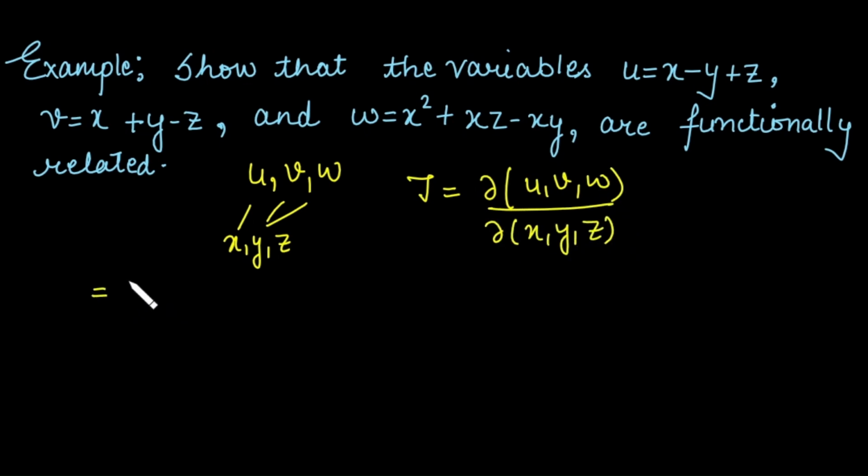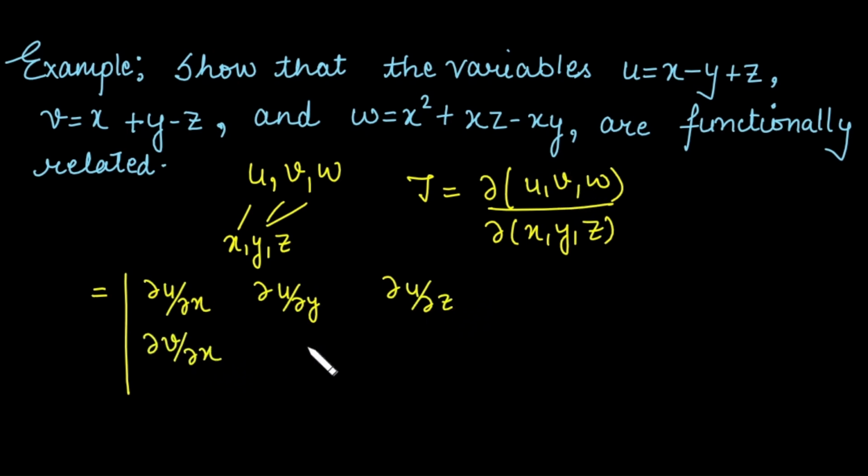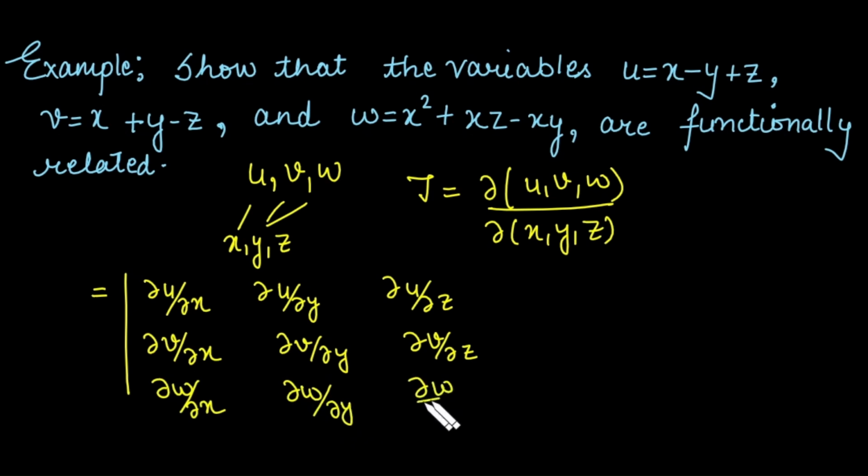That is calculated as determinant partial derivative of u with respect to x, then u with respect to y, then u with respect to z. In the next row, partial derivative of v with respect to x, with respect to y, with respect to z. Then in the next row, partial derivative of w with respect to x, then w with respect to y, then with respect to z.